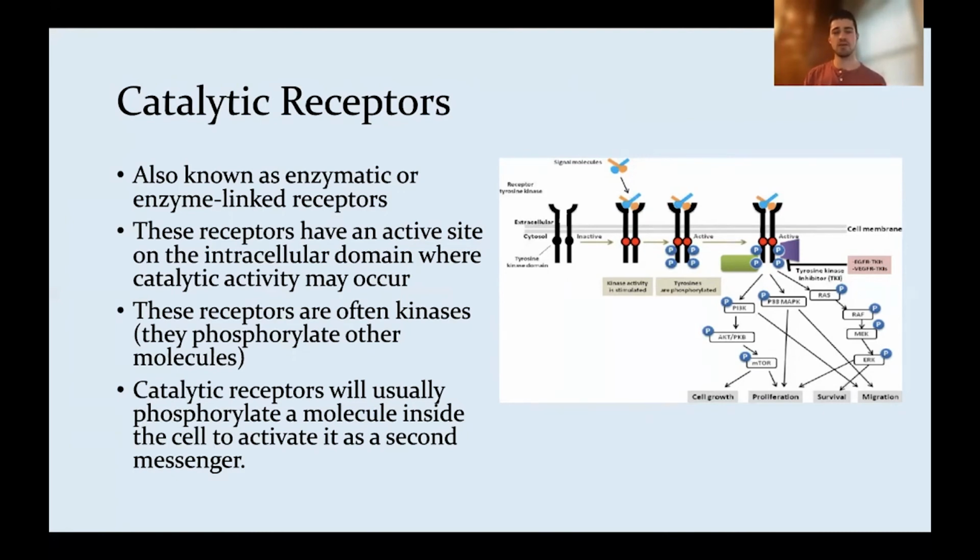They do what catalytic receptors do. So they phosphorylate other molecules. They actually phosphorylate themselves in a process called autophosphorylation first, and then that autophosphorylation is what activates the actual catalytic domain of the receptor tyrosine kinase. So usually it phosphorylates itself, and then the RTK will phosphorylate another molecule inside the cell, and then that molecule acts as the receptor tyrosine kinase's second messenger.